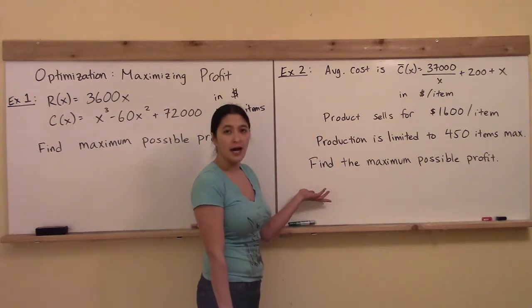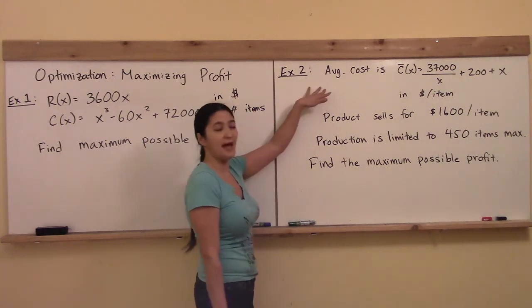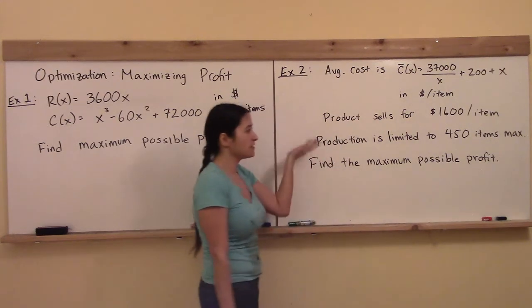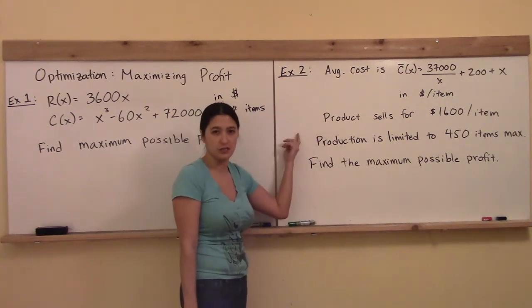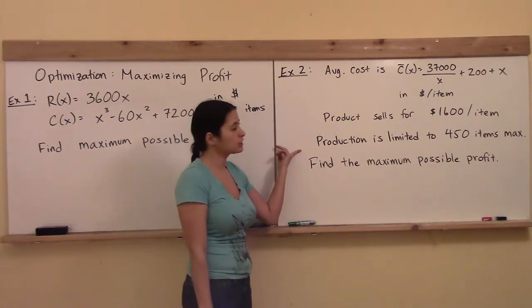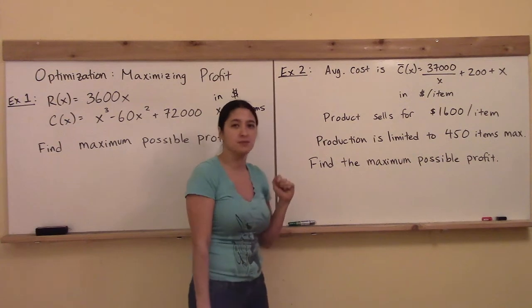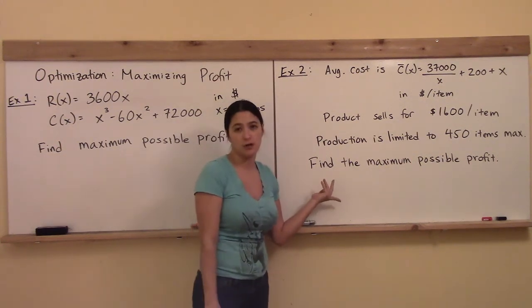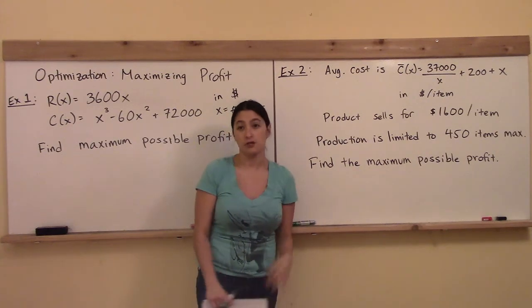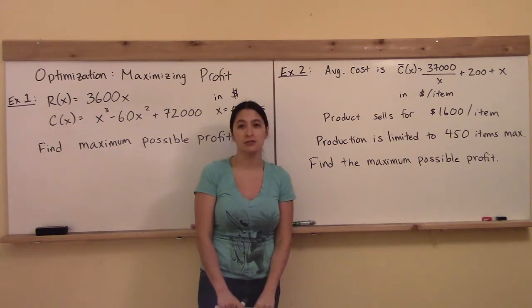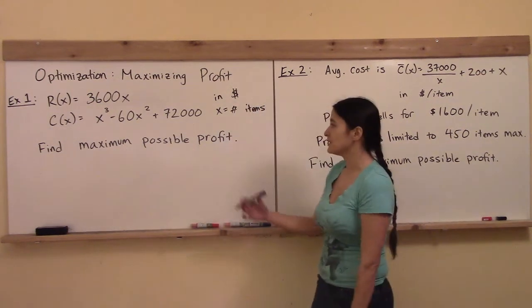problem where here I haven't even given you the C of X and R of X. I've just told you that the average cost in dollars per item is given as this function, and then the information that the product sells for $1,600 an item. An added limitation is that my production is limited to 450 items maximum. So these are all a little bit more difficult issues. Same question though, find the maximum possible profit. You can try both of these right now if you'd like to on your own and kind of see where your skills are. Okay, so let's get started with this one.